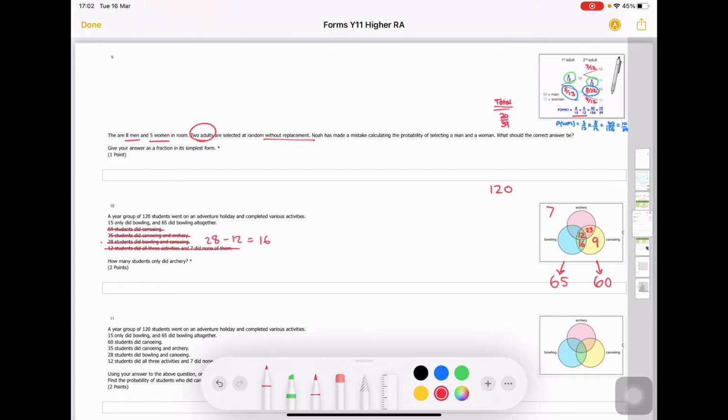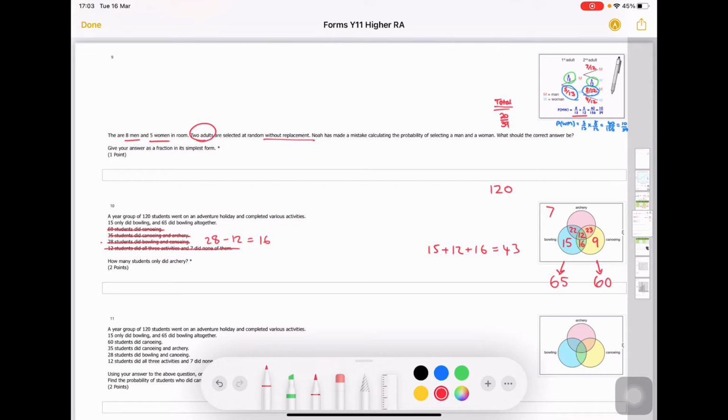Cross this out. 15 only did bowling and 65 did bowling altogether. So 15 only did bowling. No other activities, just bowling. 65 is the total. So 15 plus 12 is 27, plus 16 is 43. So 22 goes in here. And how many students only did archery?